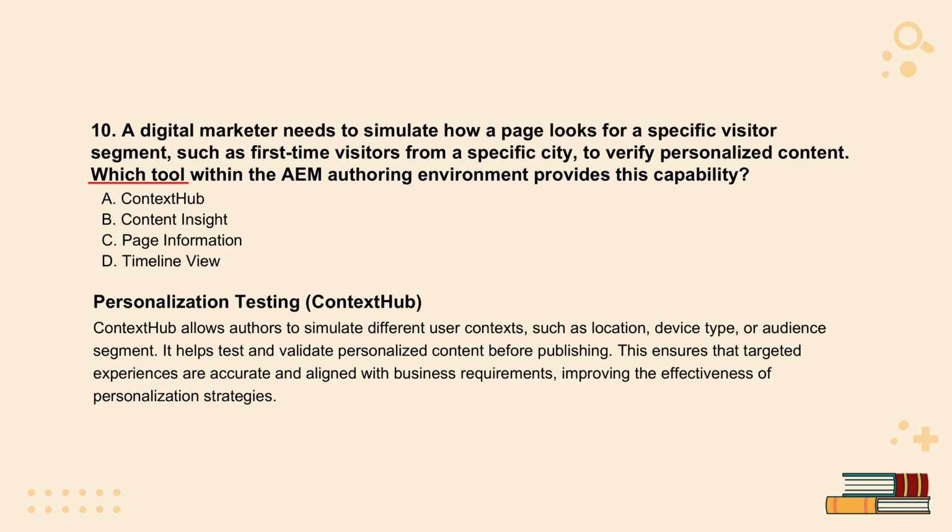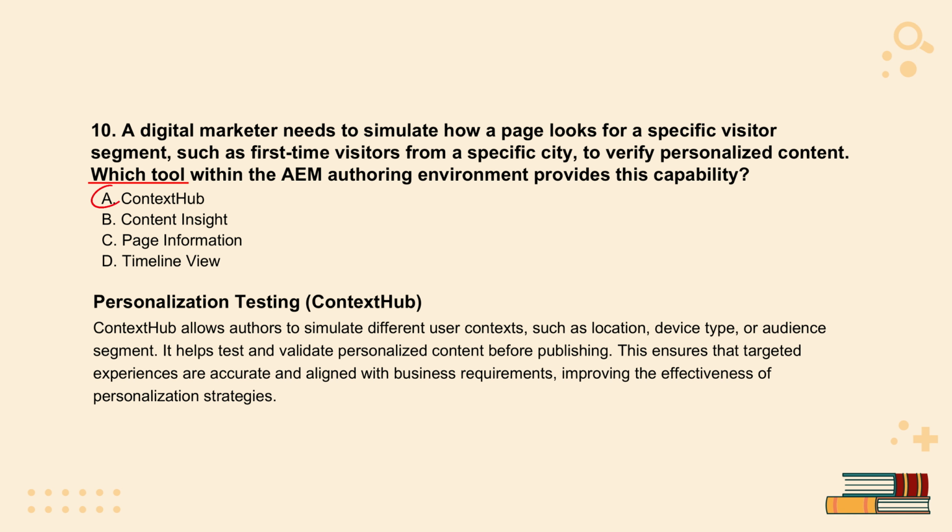How does Context Hub actually achieve that simulation, though? Think of Context Hub as a collection of masks the author can wear. You never want to set up complex personalization rules and just blindly hit publish, hoping they work. That sounds incredibly risky. It is. With Context Hub, the author can say to the system, apply the London mask and apply the first-time visitor mask. The page will dynamically rearrange itself right in the authoring environment, proving that your targeted banners or local pricing are firing correctly. It takes all the guesswork out of the process.